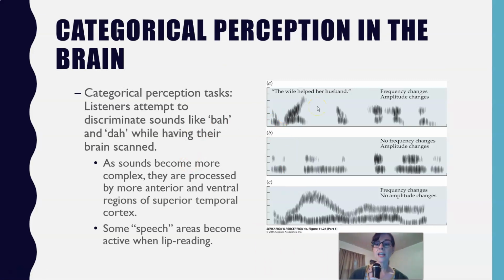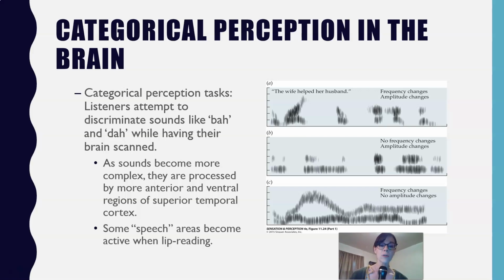Here you can see a spectrogram of the sentence, "The wife helped her husband." That's the overall sentence. In this case, there are frequency changes and changes in amplitude. There are different stressed and unstressed sounds, and additionally, there are varying frequencies. We can modify this signal by not changing the frequency but changing the amplitude, or by changing the frequency even more but not the amplitude. And this creates very non-speech-like sounds.